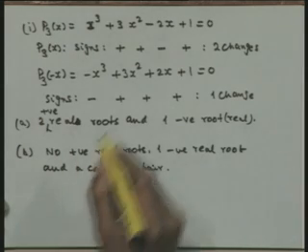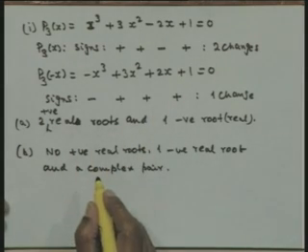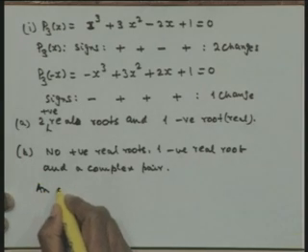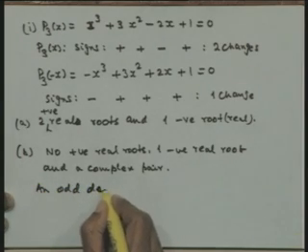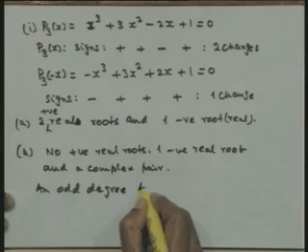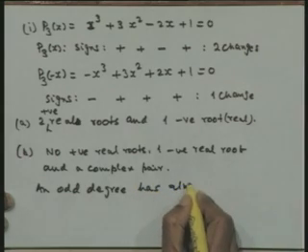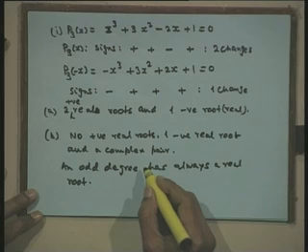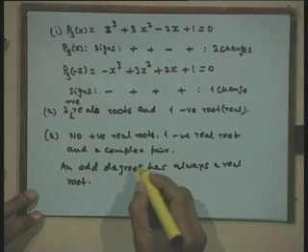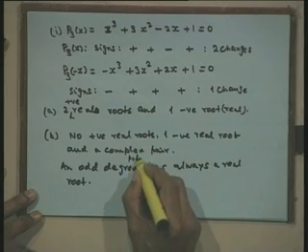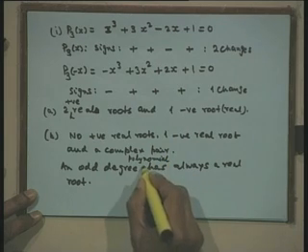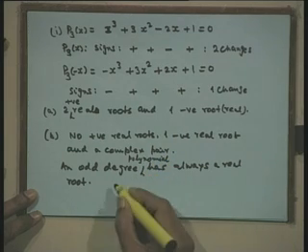Now as I mentioned earlier, an odd degree polynomial will always have a real root. Whether the real root is positive or negative, that we can decide upon by testing these changes in signs, but an odd degree polynomial always has got definitely a real root.